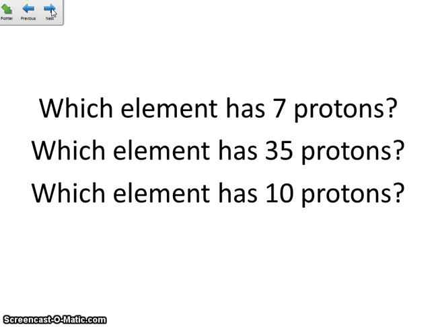The element that has 7 protons should be nitrogen. 35 protons should be bromine, Br. And 10 protons should be the noble gas known as neon. Hopefully you got those right. If not, recheck your atomic numbers on your periodic table and see where we went wrong.